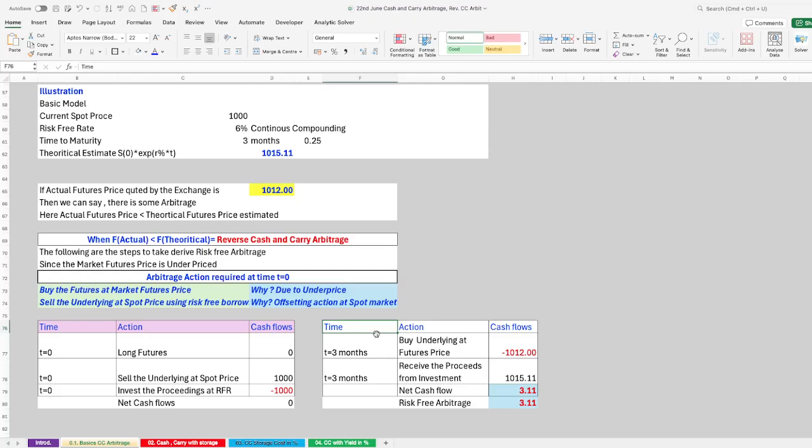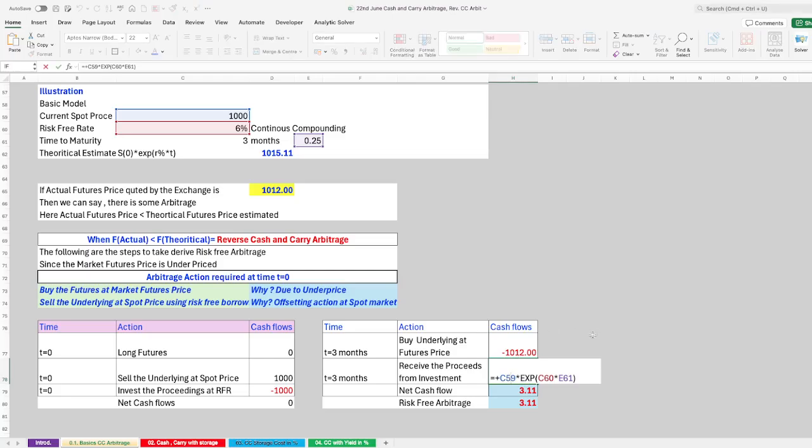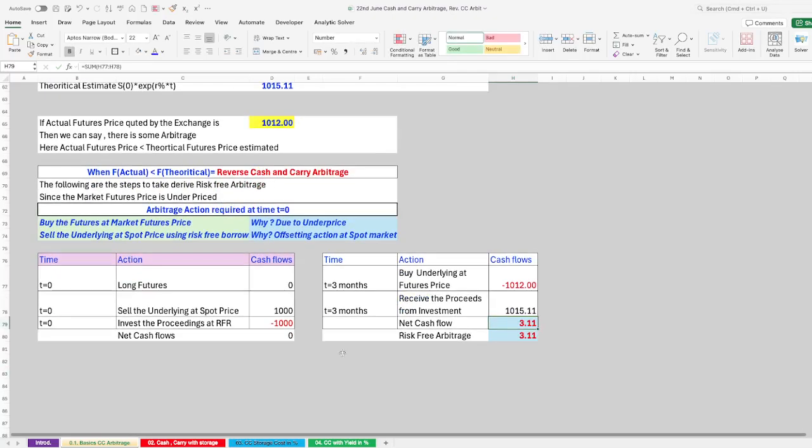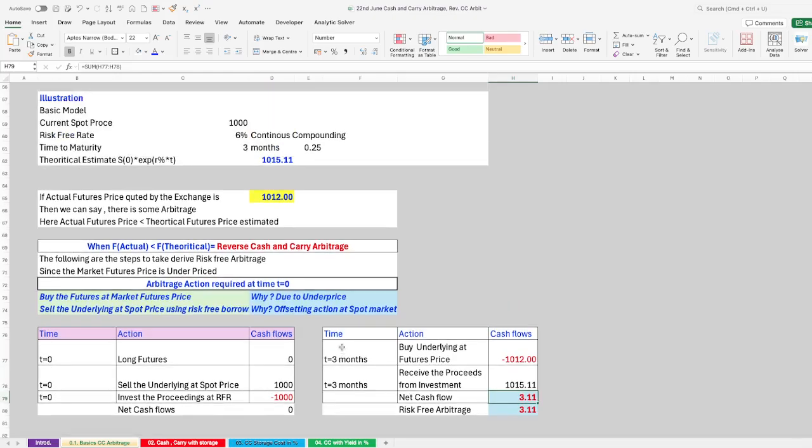Again, we take the set of actions at expiry, 3 months. We buy the underlying at the futures price, which is given as 1,012. When you buy, it is a cash outflow, so minus 1,012. Again, we receive the investment proceeds with interest, that is 1,000 times exponential of the risk-free rate times the time. So that is a plus. The difference is the arbitrage. This is called risk-free arbitrage using reverse cash and carry.